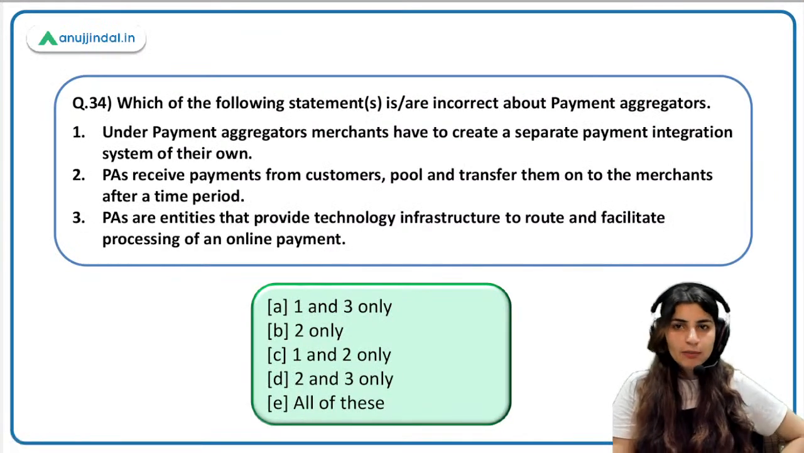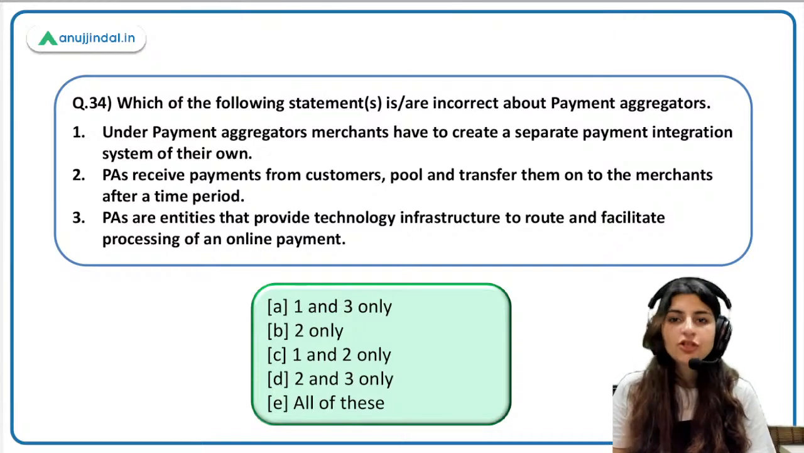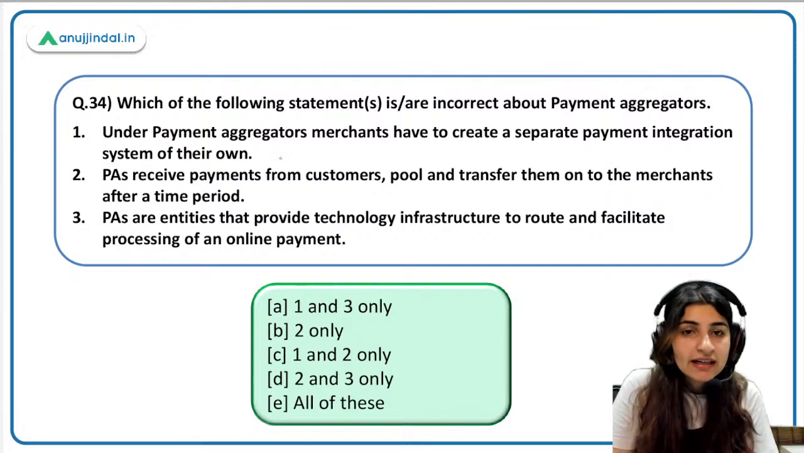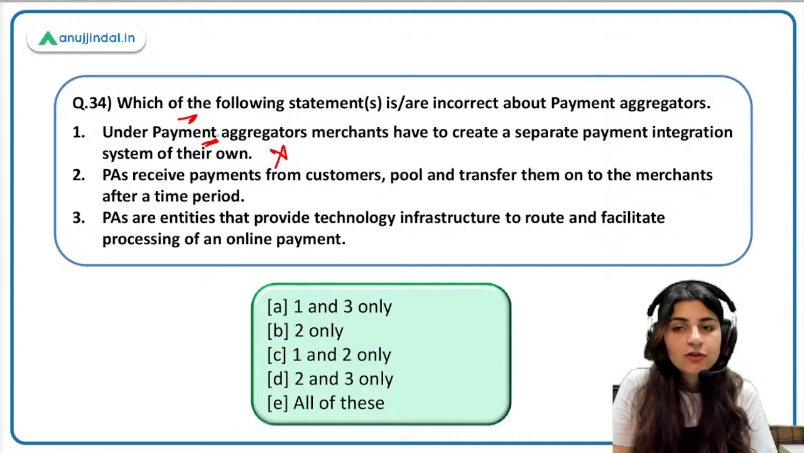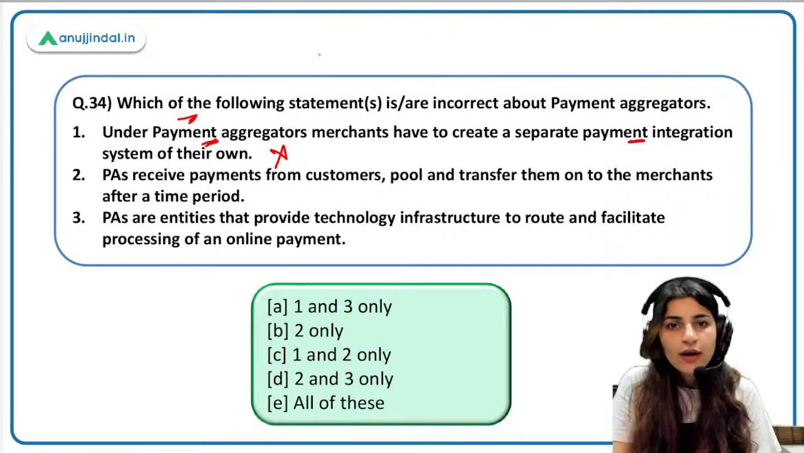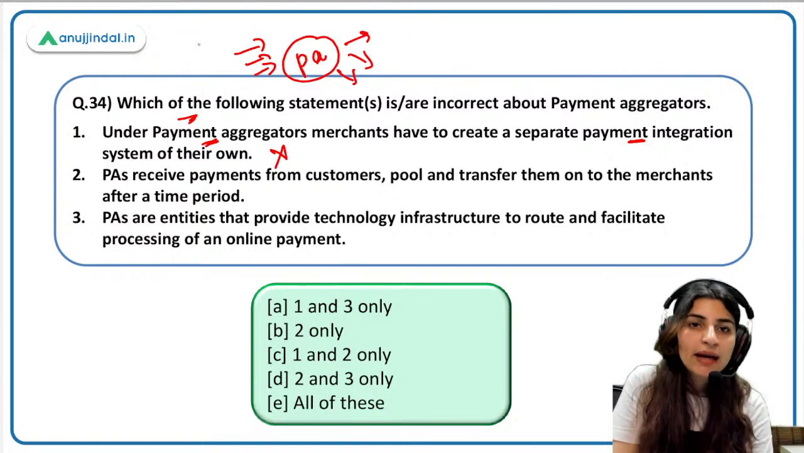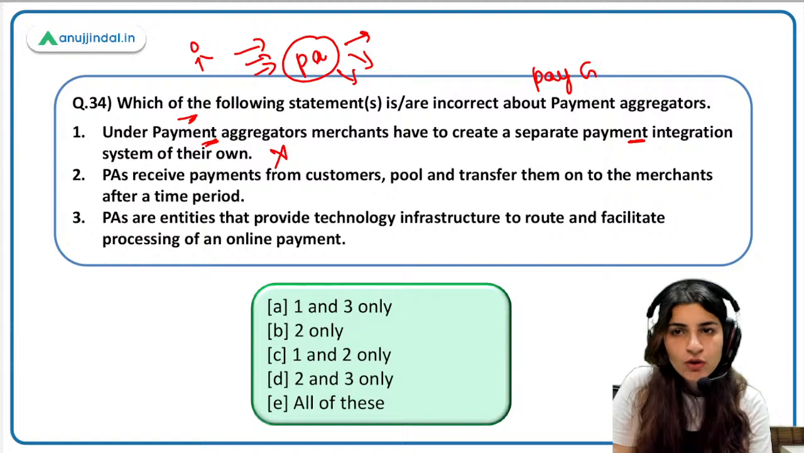Which of the following statements is incorrect about payment aggregators? Under payment aggregators, merchants have to create a separate payment integration system of their own. No, to avoid exactly this, they are using payment aggregators, so that they do not have to maintain a separate payment integration system, right? A merchant aggregator aggregates money from consumers who are making payments, and there is something known as a payment gateway.